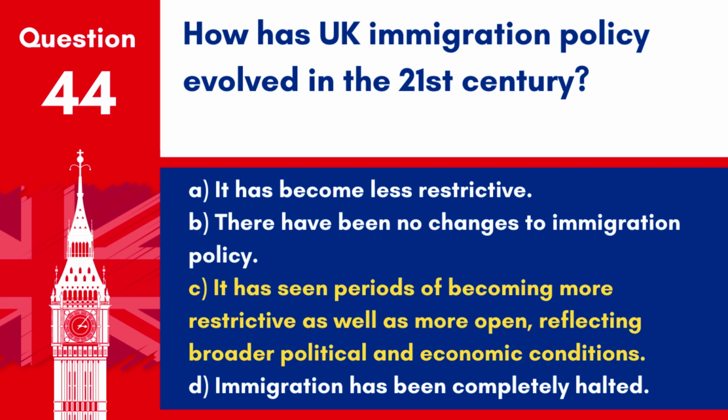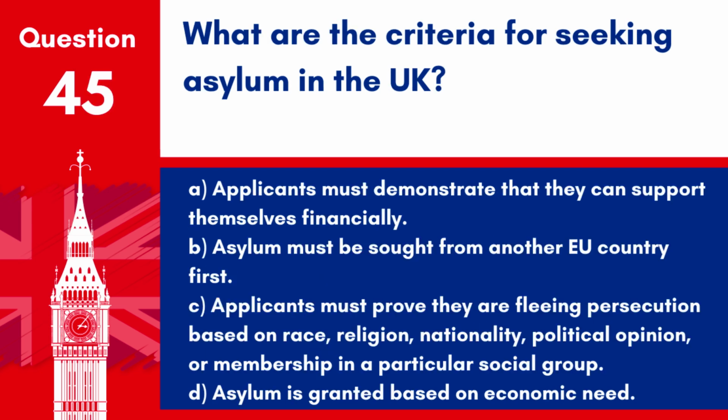Answer. C. It has seen periods of becoming more restrictive as well as more open, reflecting broader political and economic conditions. UK immigration policy has evolved considerably, often influenced by political, economic, and social factors, showing phases of restrictiveness and openness.